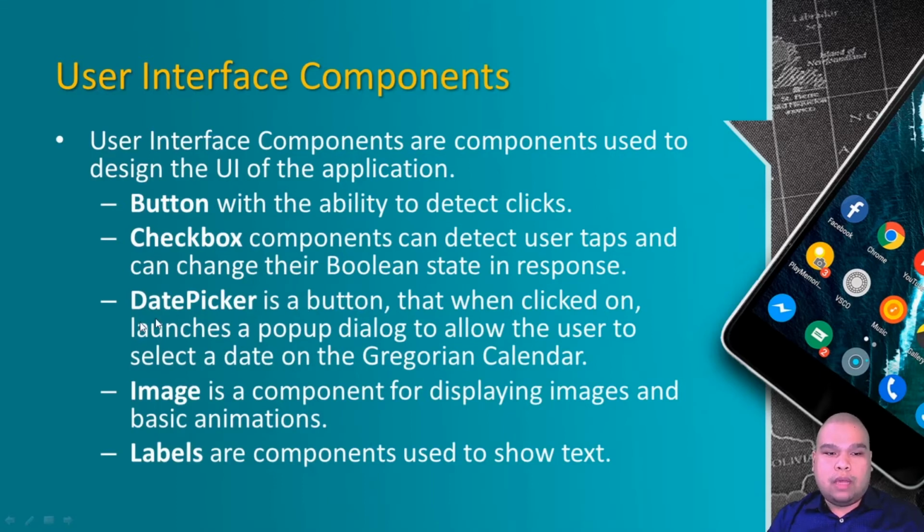Most of the time, we'll be seeing this date picker in registration forms that ask for your birthday. We also have an image. It is a component that is used for displaying images and basic animations for your mobile application. Now, we also have labels. Labels are components used to show text. If you want to add text to your mobile application, you'll be using labels as your component.